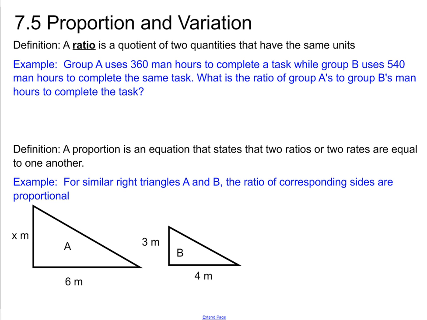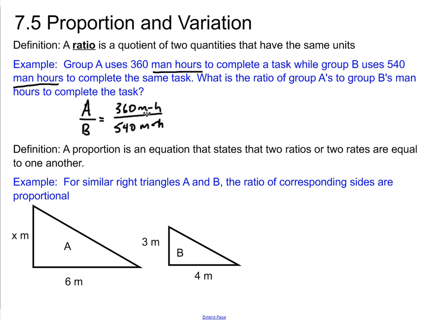Well, what we're really asking you to do is to consider the idea that when we have man-hours, we have a ratio of two quantities that have the same units, in this case, man-hours. So we talk about man-hours, 540 to 360. We say, what is the ratio of Group A's to Group B's man-hours to complete the task? Well, we build a ratio this way. If we take Group A, they had 360 man-hours, which I'll abbreviate as MH here, and Group B had 540 man-hours, again abbreviated as MH.